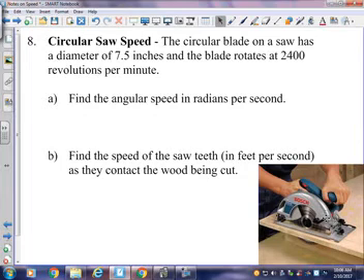Okay, circular saw speed. The circular blade on a saw has a diameter of 7.5. Diameter, you divide it by 2 though. All right, so what's my radius? 3.75. 7.5. Okay. So we need to make sure we divide it on the calculator, don't we?